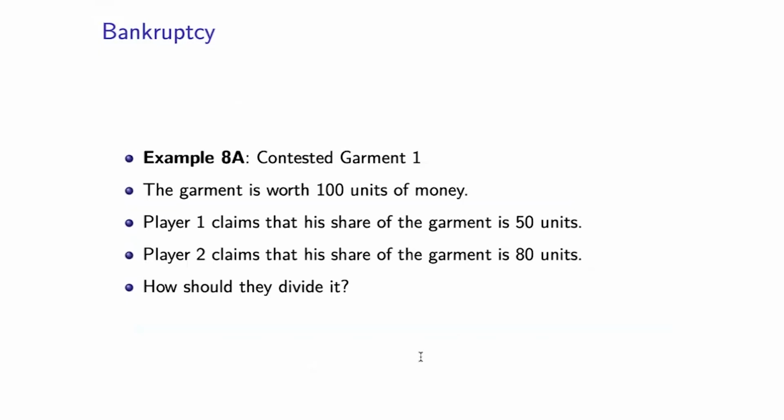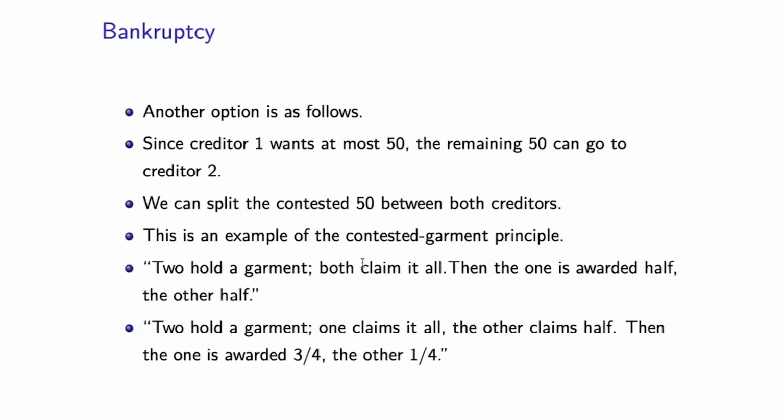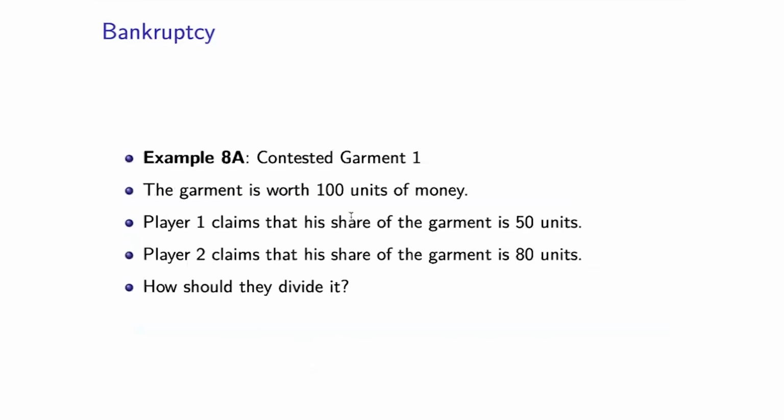So imagine that in this case, the garment is worth 100 units of money. And player 1 claims that his share of the garment is 50 units. And player 2 claims that his share of the garment is 80 units, right? The difference between this and the previous example is that in the previous example, only one was willing to concede a certain portion. Here, both are willing to concede a certain portion, right? Because nobody is claiming an amount which is more than the total assets worth, right? So the question again is that, given the claims and given the value of the asset, how should we divide this value of the asset among the two different claimants, right?